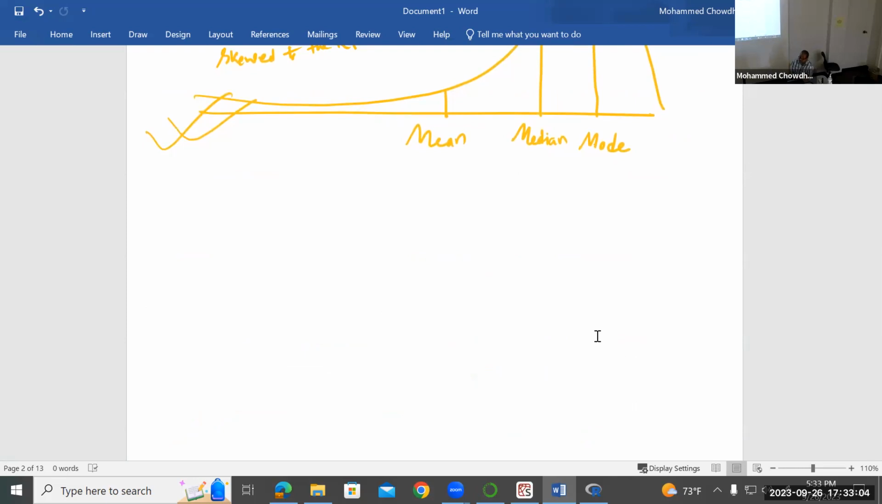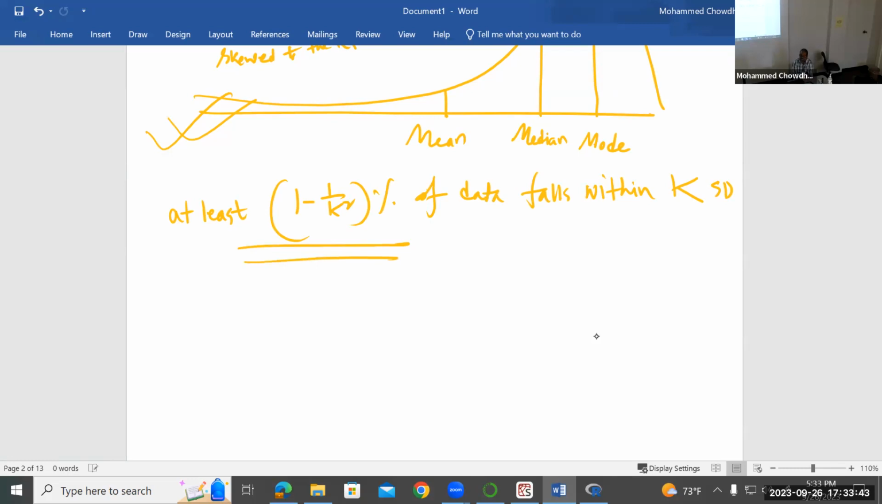If your curve is not normal, is not bell shape, is not mound shape, then the formula is 1 minus 1 over k square percent. At least that percent of data falls within k standard deviations. If your frequency curve is skewed to the left or skewed to the right, then that percent of data falls within k standard deviations.